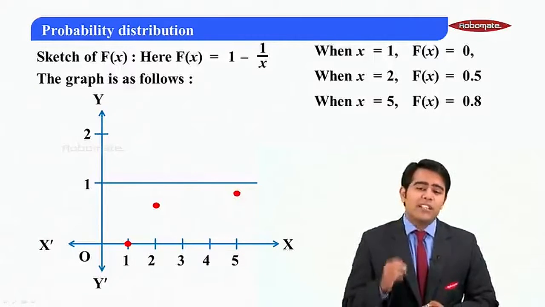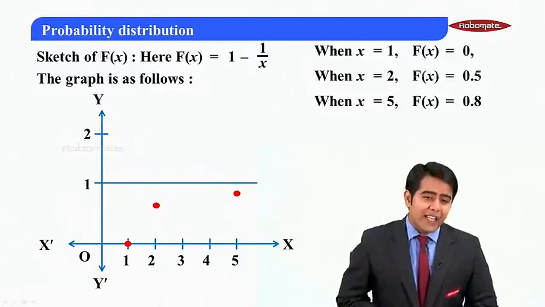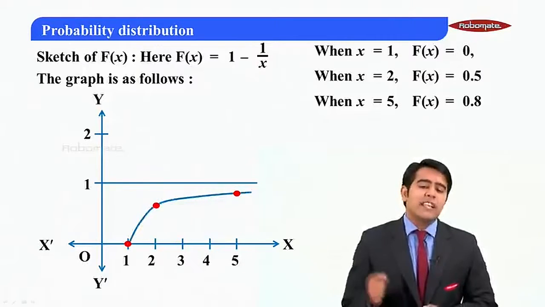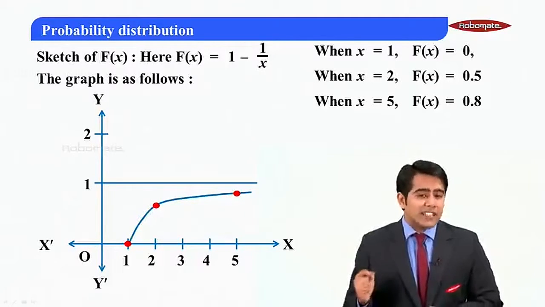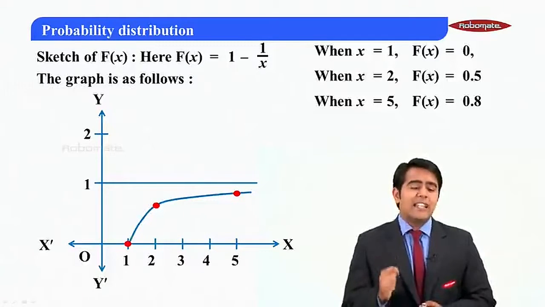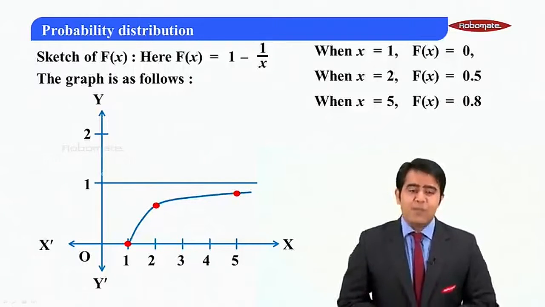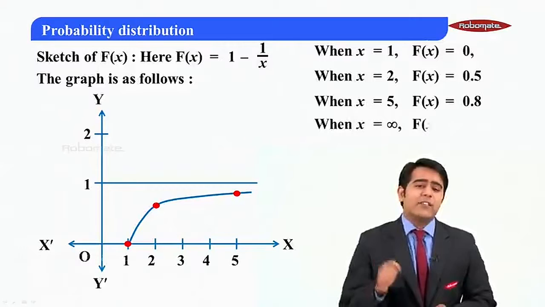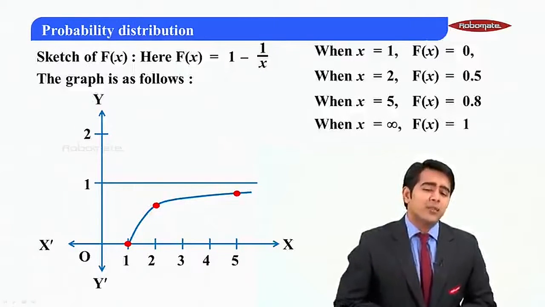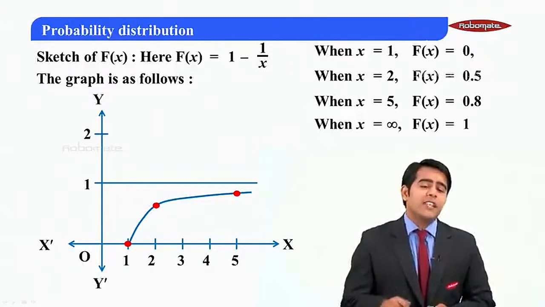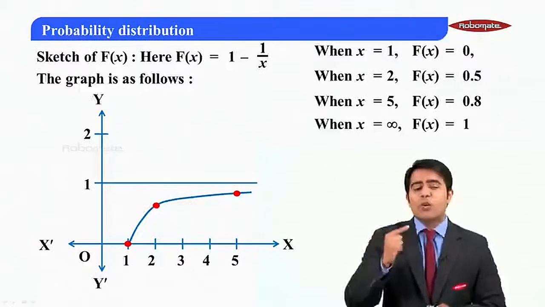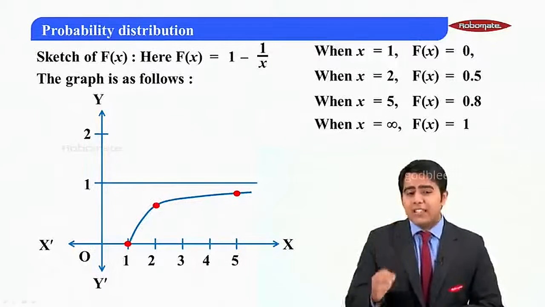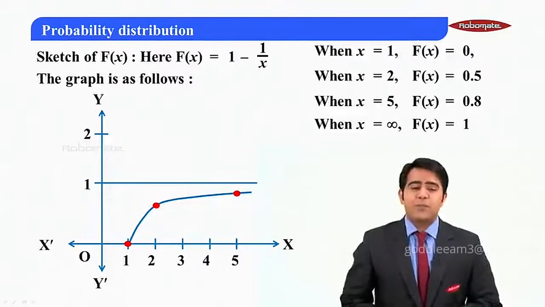So here I will be plotting another point, 0.8. Now when I join all these points, I get the following curve. It is the graph for the CDF of f of x. Now we have completed this question. And for the last part, when x equals infinity, F of x will be equal to 1. So this graph goes to 1 when x is equal to infinity.